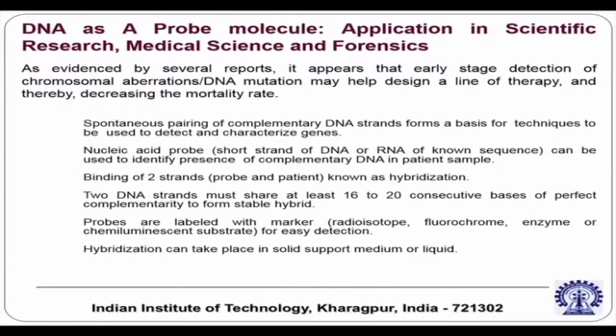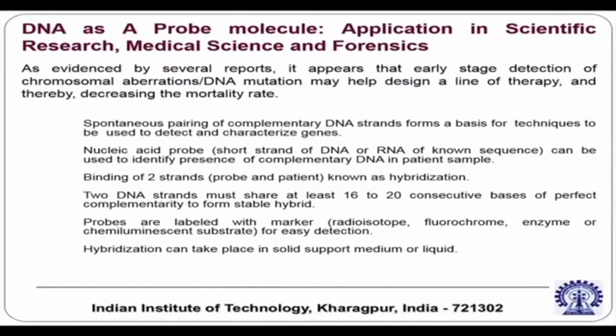So, nucleic acid probes can be used to identify the presence of complementary DNA in a patient sample, and this binding of 2 strands is known as hybridization. 2 DNA strands must share at least 16 to 20 consecutive bases of perfect complementarity to form a stable hybrid.